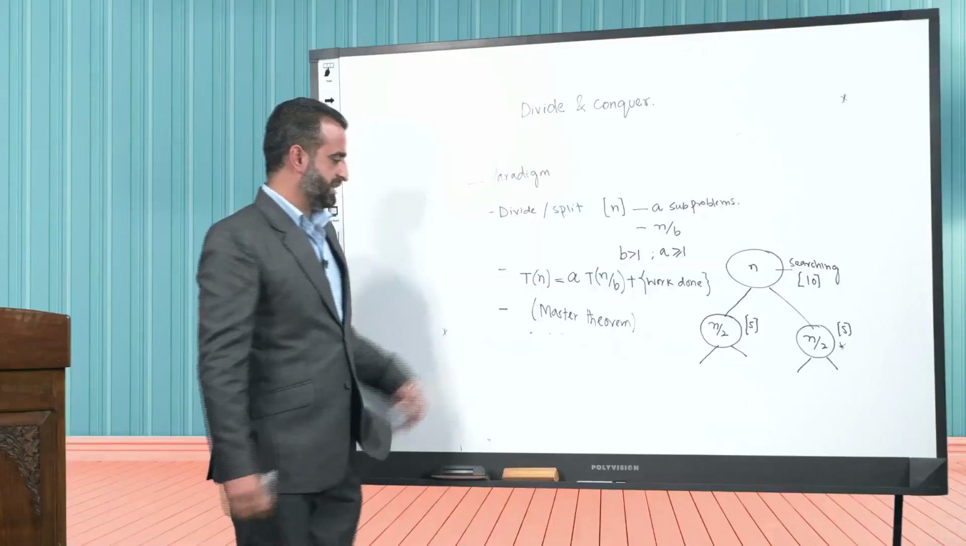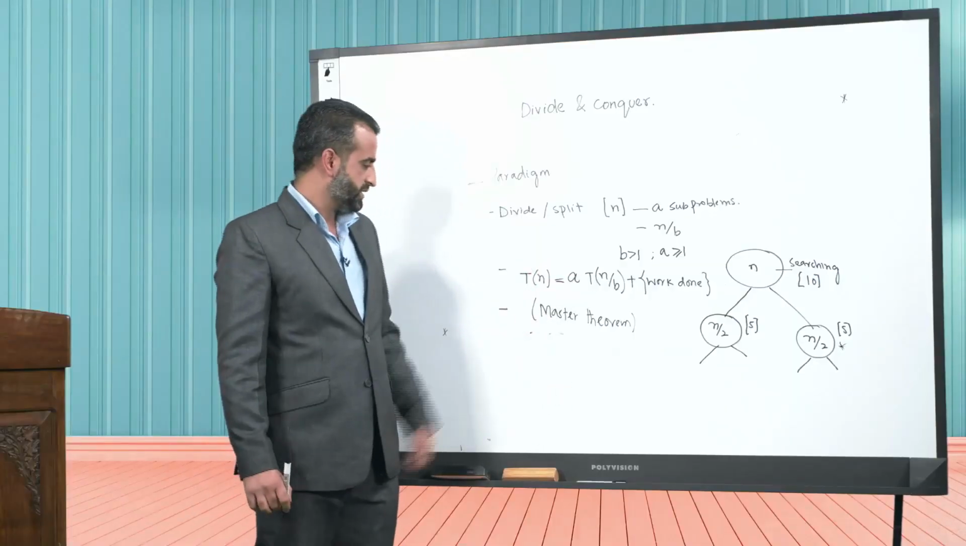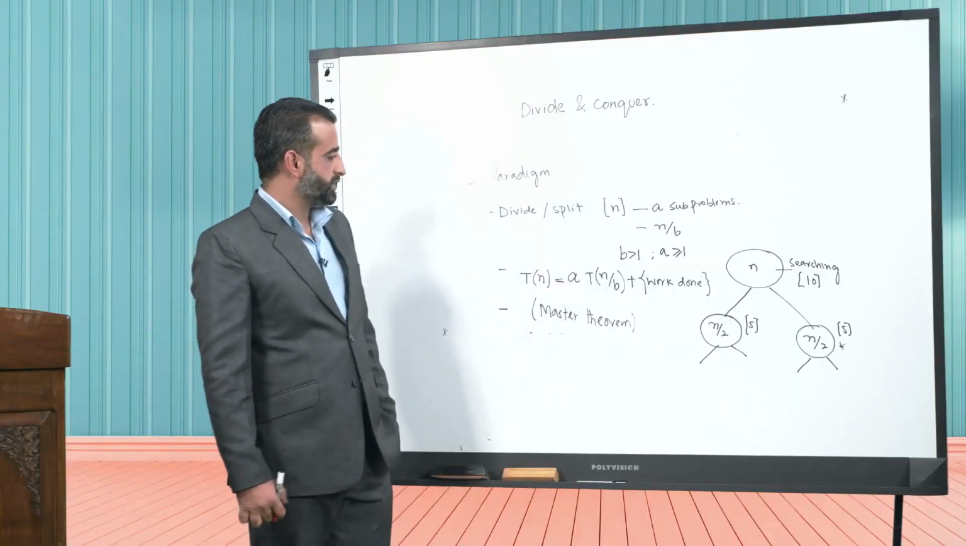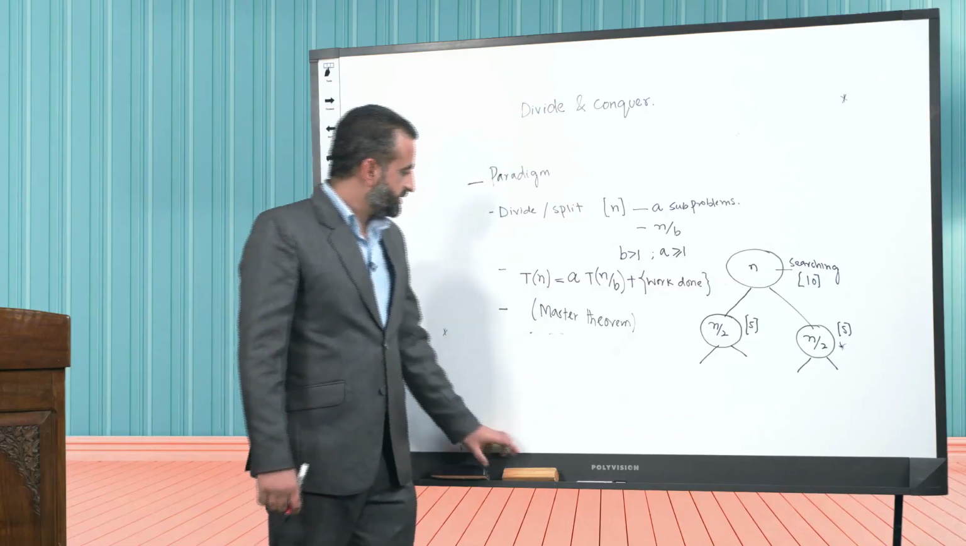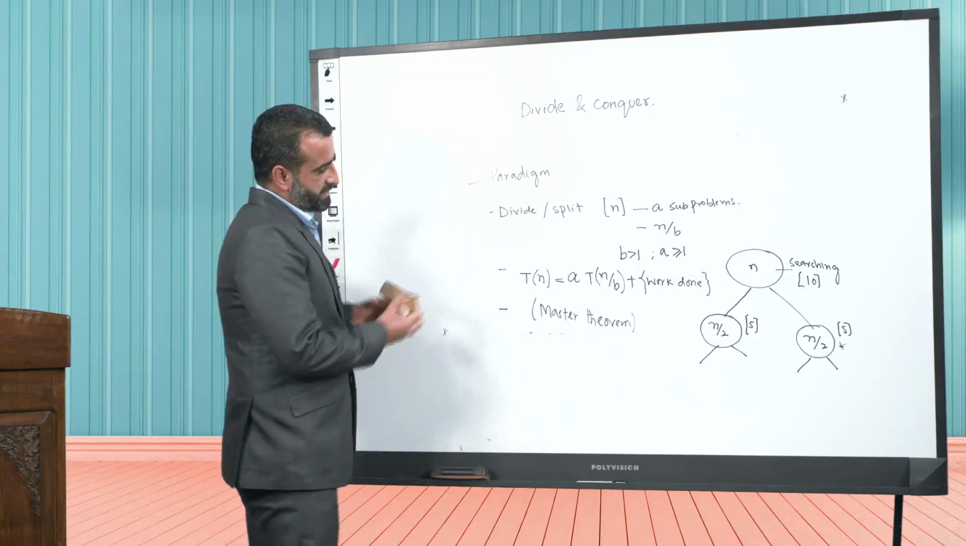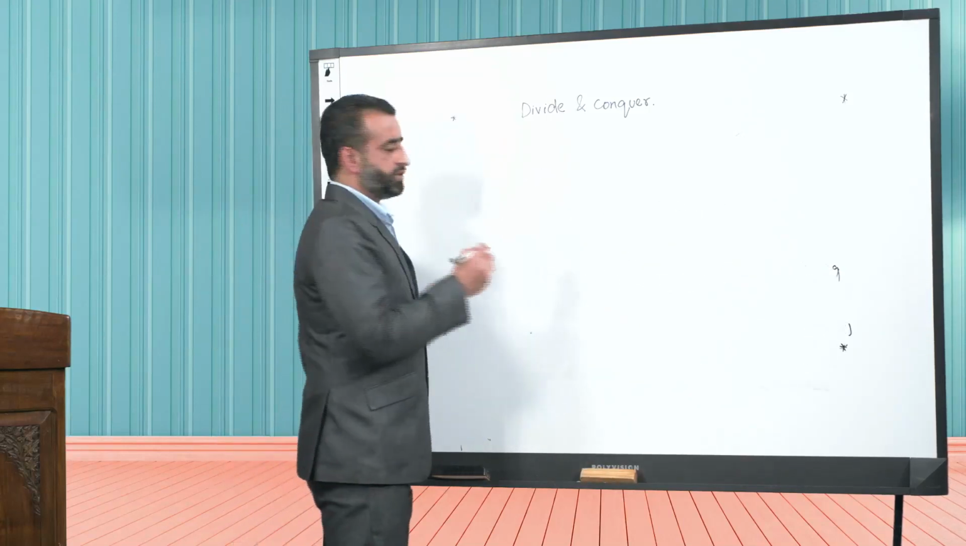These types of problems can easily be solved using the master theorem. So this is the divide and conquer strategy. If I had to put the algorithm for this divide and conquer strategy, the algorithm will look like this. Let's have a look at the algorithm first.